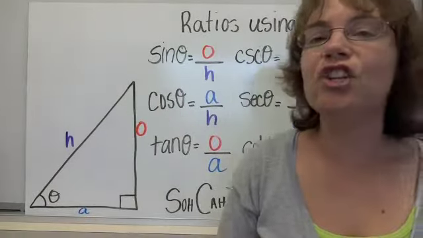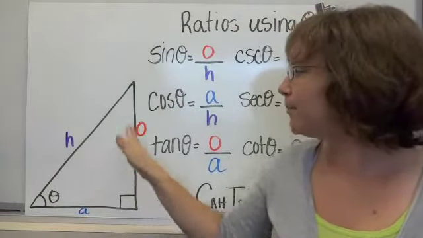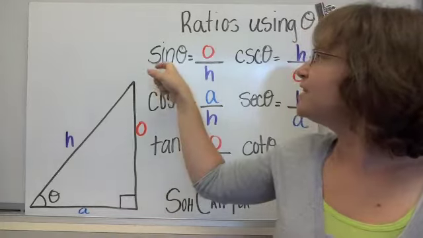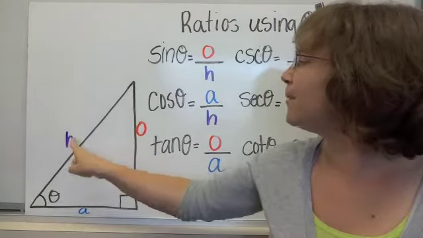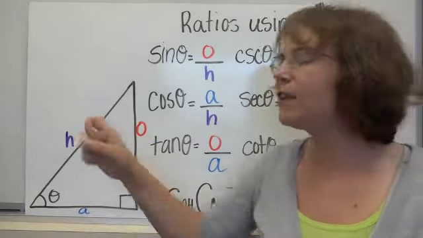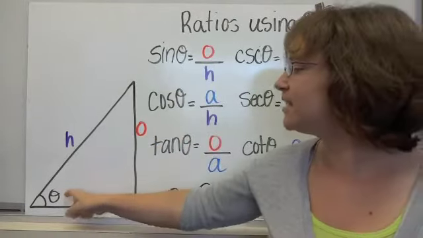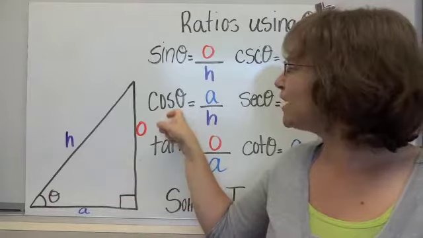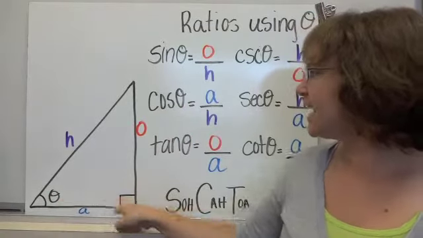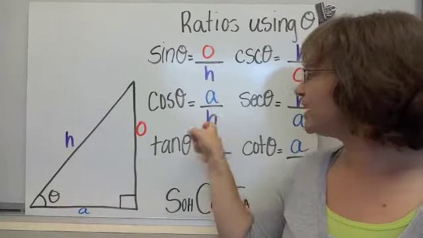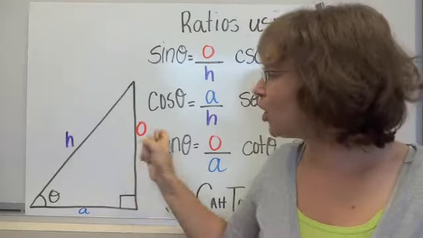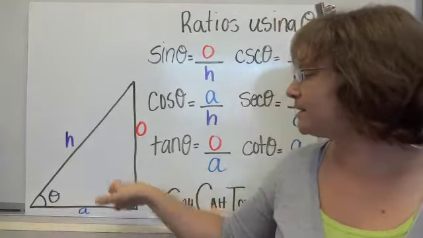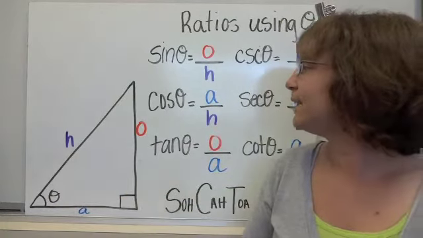So now let's actually look at the ratios that we can develop with this triangle. Sine of theta is defined as the opposite over the hypotenuse. So we take whatever the opposite is over the hypotenuse. That ratio is the sine of theta. Cosine of theta is the adjacent side over the hypotenuse. Tangent of theta is opposite over adjacent. So we take the opposite side divided by the adjacent side.